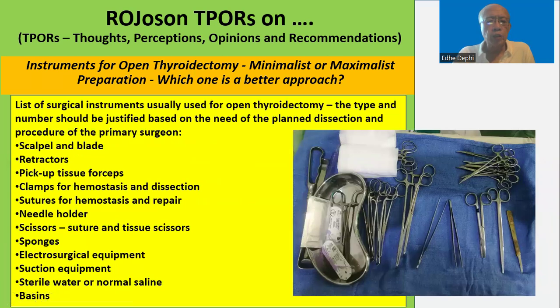List of surgical instruments usually used for open thyroidectomy. The type and number should be justified based on the need of the planned dissection and procedure of the primary surgeon. Scalpel and blade, retractors, pick-up tissue forceps, clamps for hemostasis and dissection, sutures for hemostasis and repair, needle holder, scissors, either suture or tissue scissors, sponges, electrosurgical equipment, suction equipment, sterile water or normal saline, and basins.